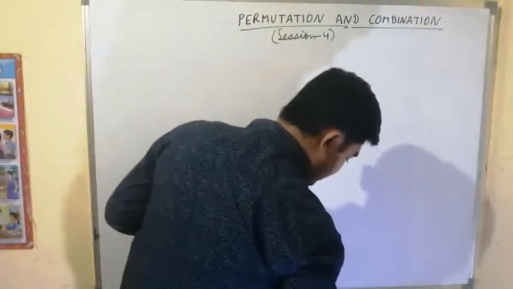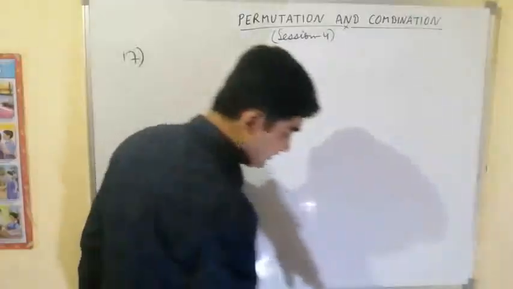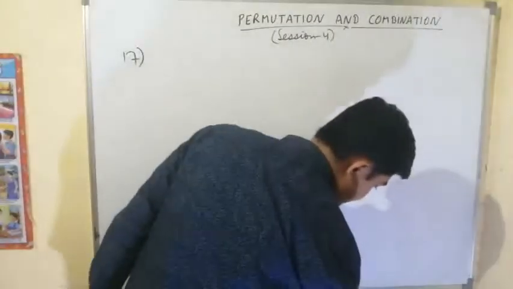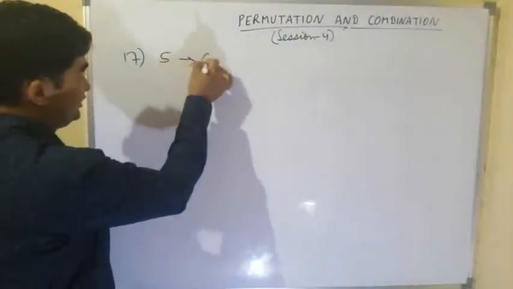Now we'll do the next problem, which was question number 17 in that exercise. The number of groups that can be made from 5 different green balls.